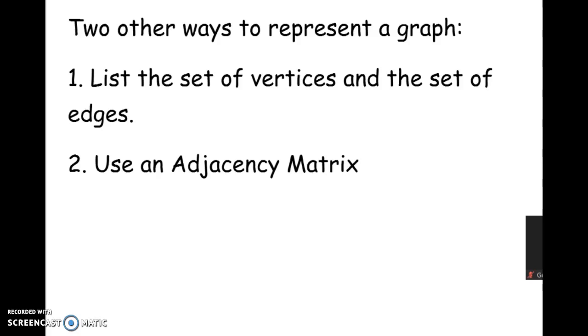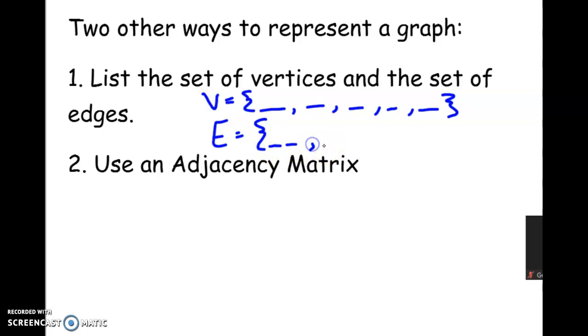2 other ways to represent a graph. We can list the set of vertices and the set of edges. So we'll go like vertices equals, and then just list out however many vertices there are. In our case, there was 5. And then we can list out the edges. So this will be like 2 letters. What 2 vertices are connected, and so on. So we'll practice this here in just a minute. And then the last thing, we can use an adjacency matrix.